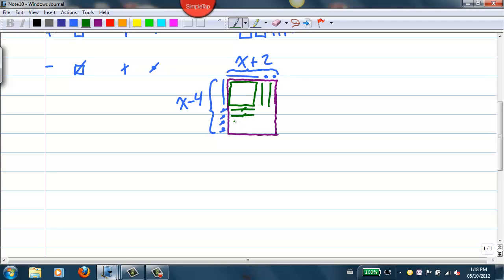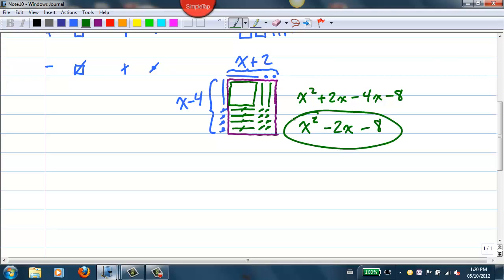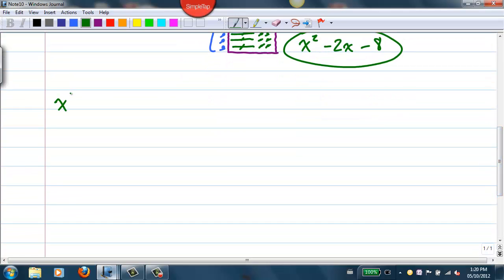So x times x, for example, is an x squared tile. X times the 2 ones are going to give me 2 x tiles. Negative x's down on the left, and then negative 1's in the middle. A positive 1 times a negative 1 equals a negative 1. If I look at the tiles, I've got 2 x's, I've got negative 4 x's, I've got negative 8. I combine my like terms and I get x squared minus 2x minus 8.